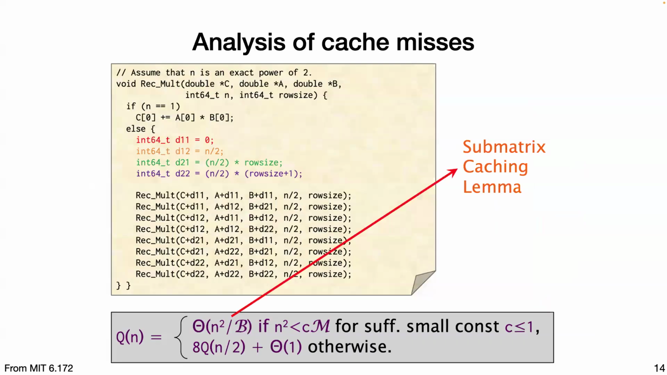Okay, so we're going to bring up this. Like I said, we're going to analyze this recurrence. This is the cache matrix Q of n, and there are two cases. One is if your submatrix fits in the cache, so this is sub n squared, which is the submatrix size, is less than Cm, where C is some constant at most 1, then you just incur n squared over b to bring in the submatrix into the cache. That is what we just had in the tiling. That's the base case in the tiling as well. And then the higher level recurrence is the same, 8 Q of n over 2 plus theta 1.